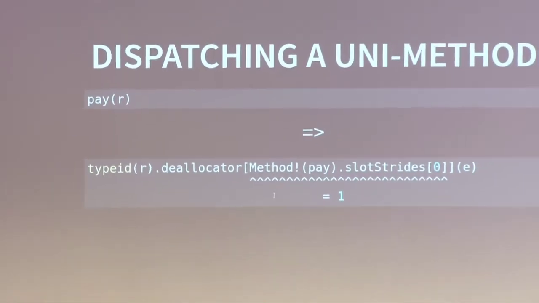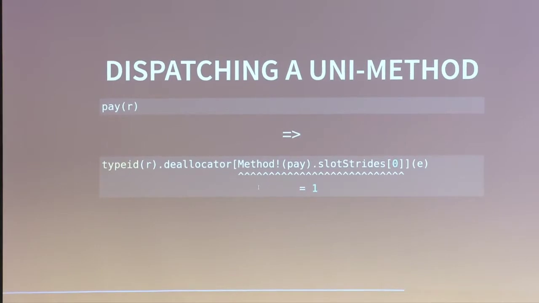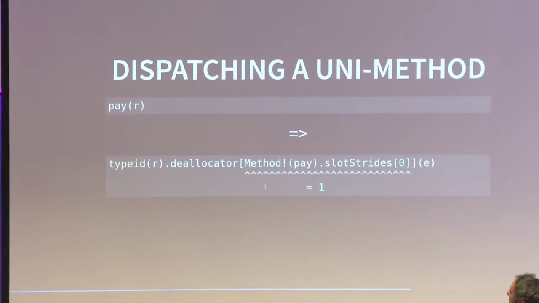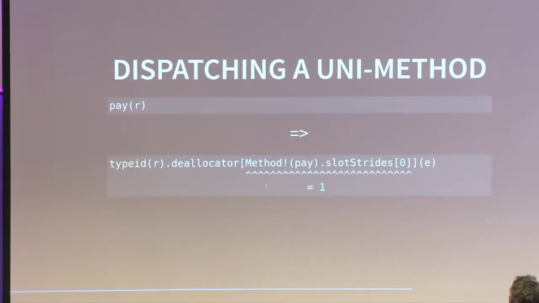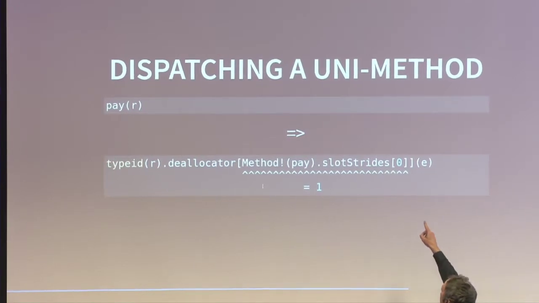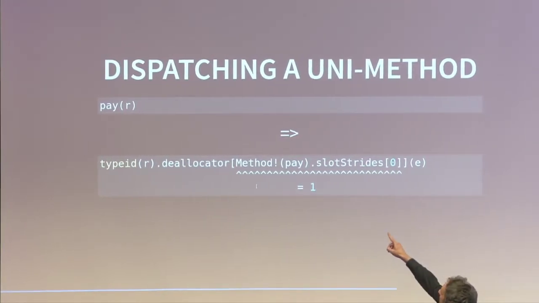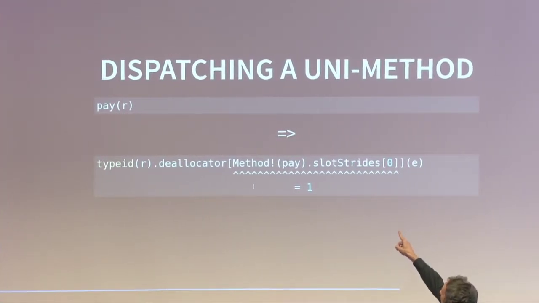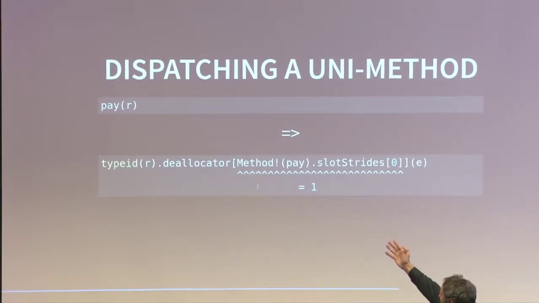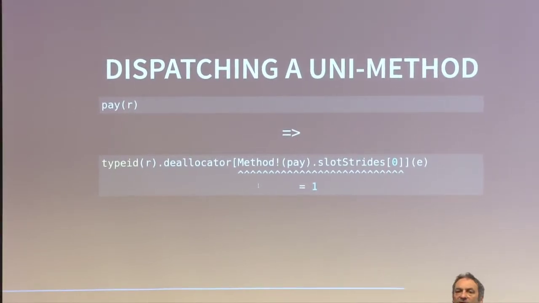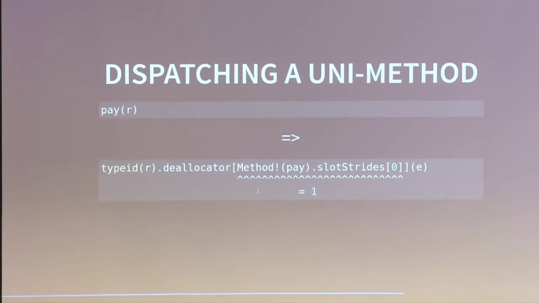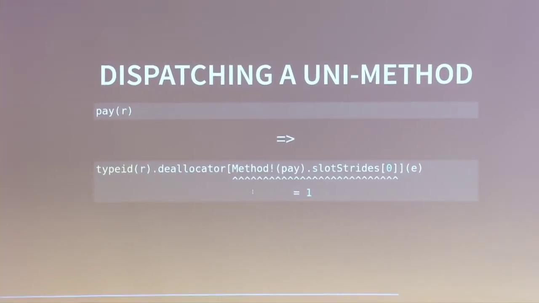And this is how the pay method is dispatched. We simply find the offset from the associated array of offsets, it's 1, and then we simply fetch a function pointer and call the function. Okay.